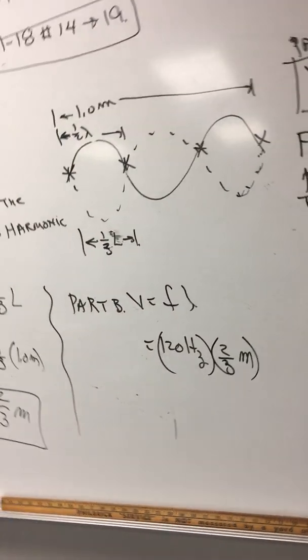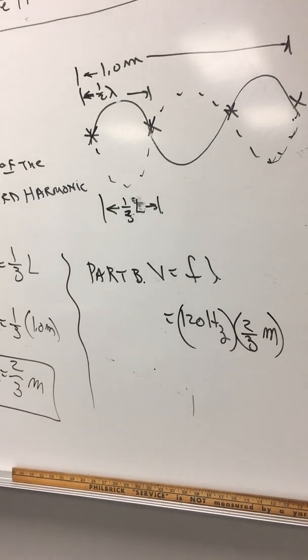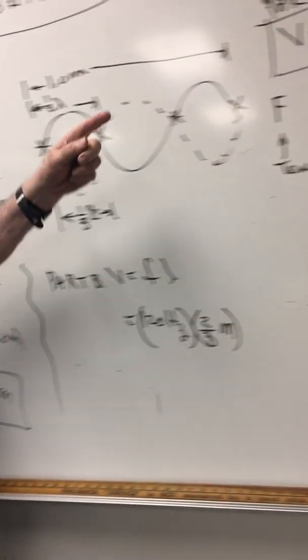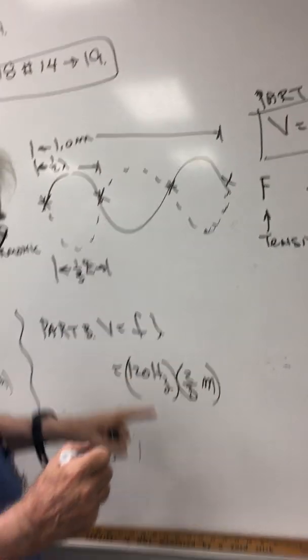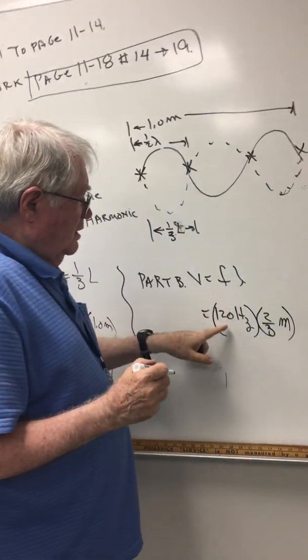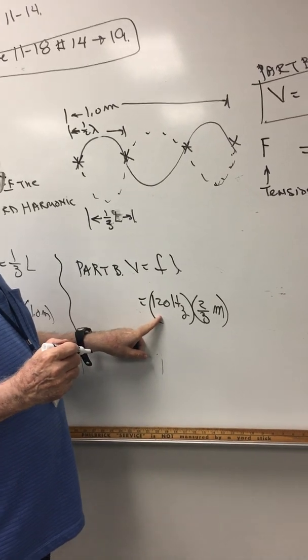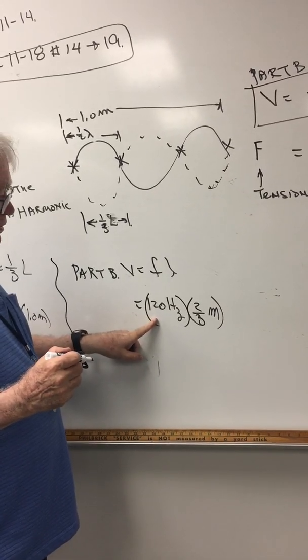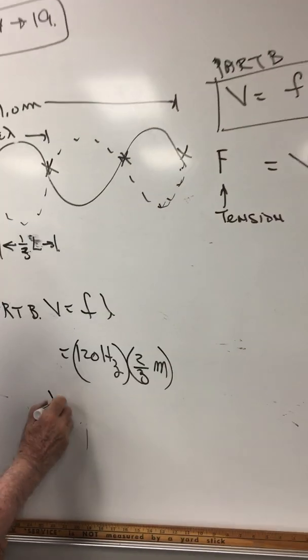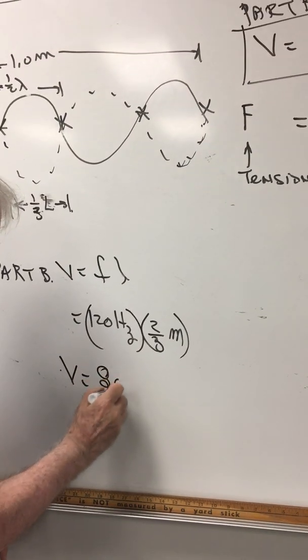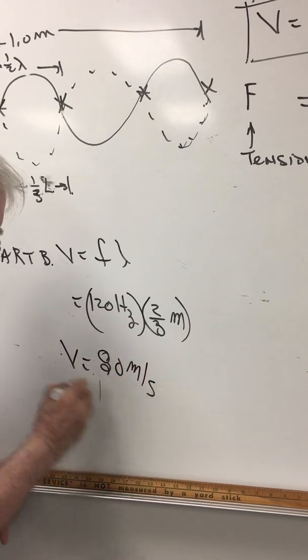This is the formula right here. Velocity is equal to the frequency times the wavelength. They tell us what the frequency is. Frequency is 120 vibrations per second. The wavelength is 2/3 of a meter. And so that means the velocity is going to be equal to 80 meters per second.